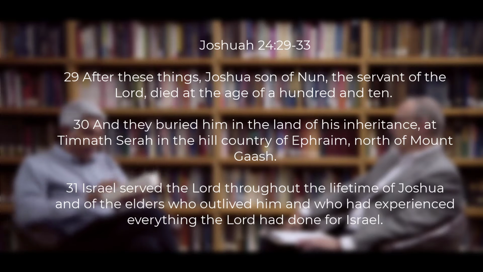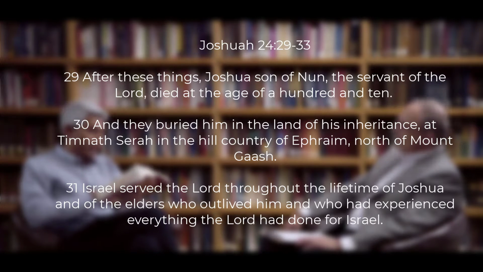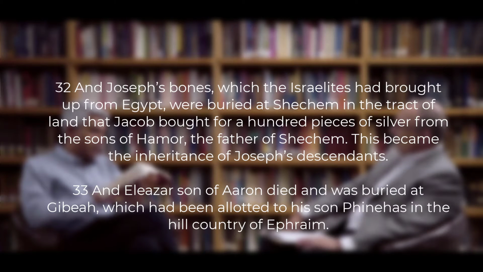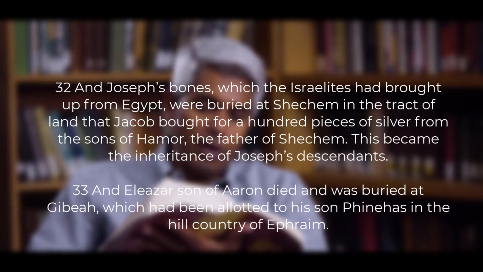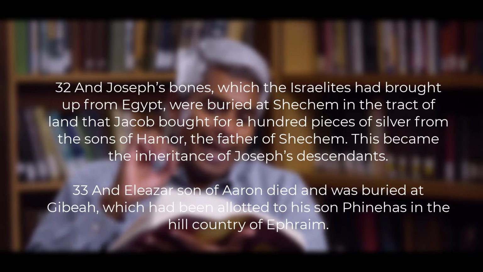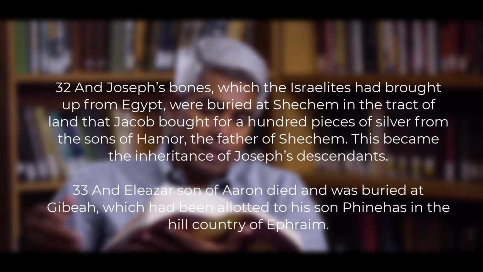Okay. And you can look at that in Joshua chapter 24. It ends: After these things, Joshua the son of Nun, the servant of the Lord, died at the age of 110, and they buried him there, and so forth. And verse 31: Israel served the Lord throughout the lifetime of Joshua and of the elders who outlived him and who had experienced everything the Lord had done for Israel. And Joseph's bones, which the Israelites had brought up from Egypt, were buried at Shechem in the tract of land that Jacob bought for 100 pieces of silver. And Eleazar, son of Aaron, died and was buried at Gibeah, which had been allotted to his son Phinehas in the hill country of Ephraim.